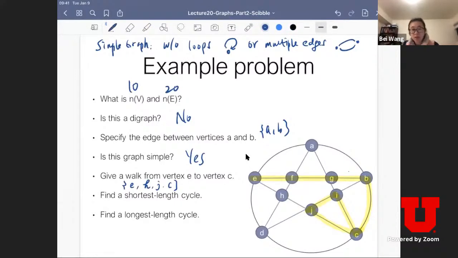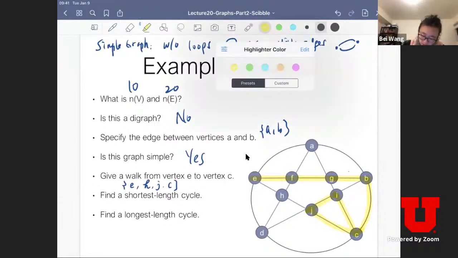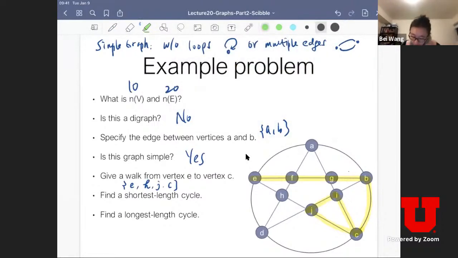Now the next question is find a shortest length cycle. What is a shortest length cycle? If I'm looking at this, what are the paths that have the shortest length? My answer is 3. Going from A to G to B and back to A is a shortest length cycle. The length is 3. So I go from A to G to B and back to A.